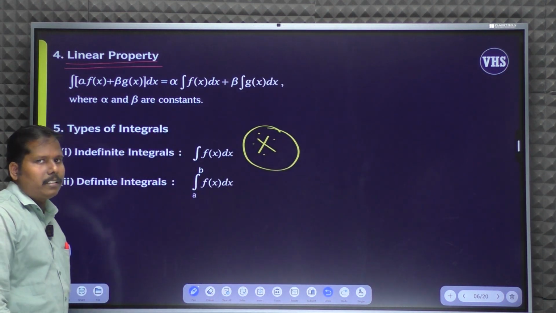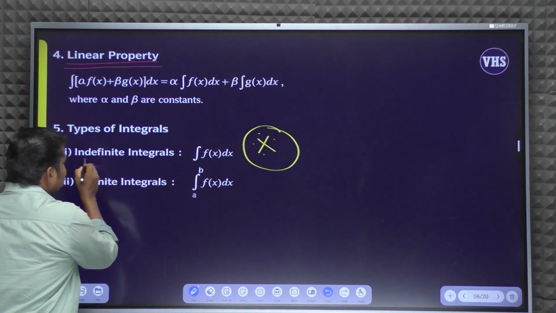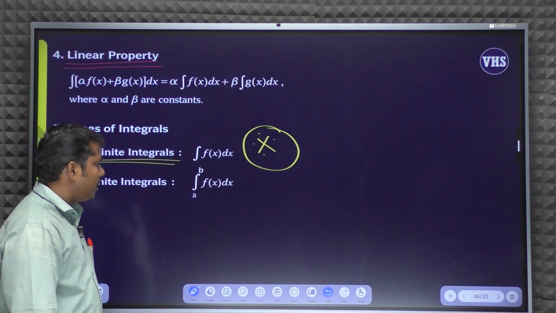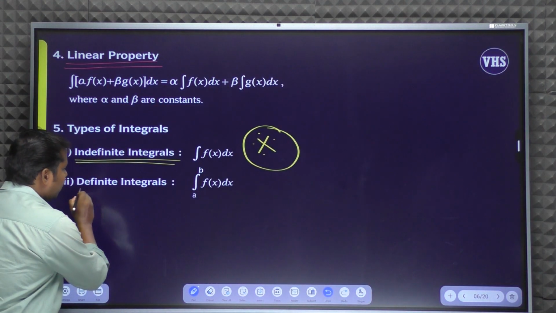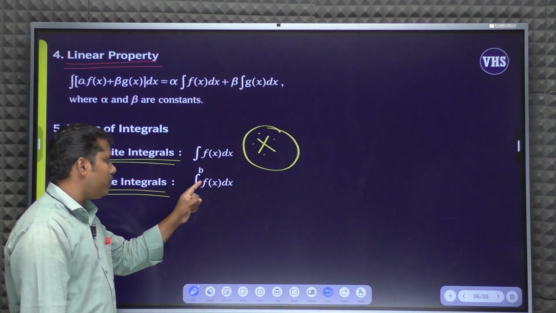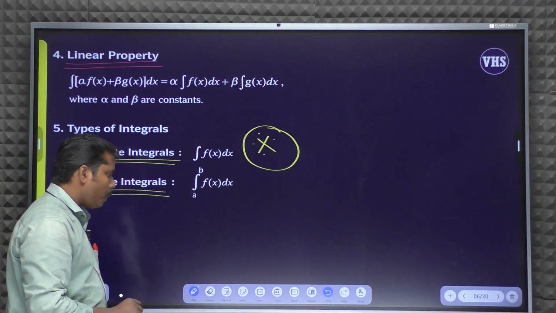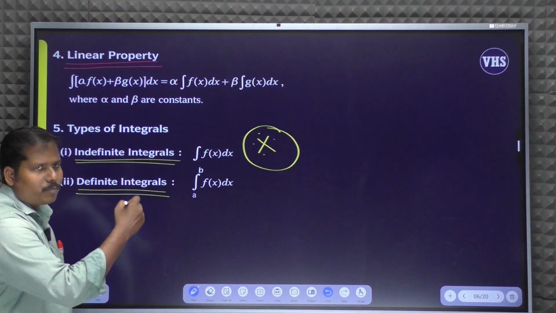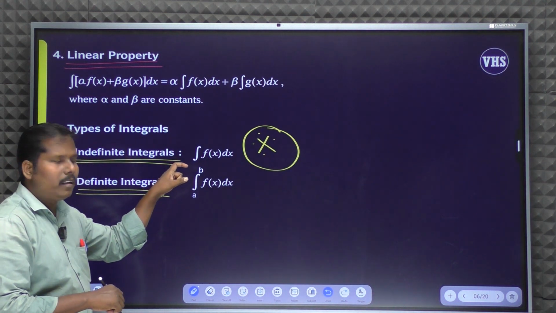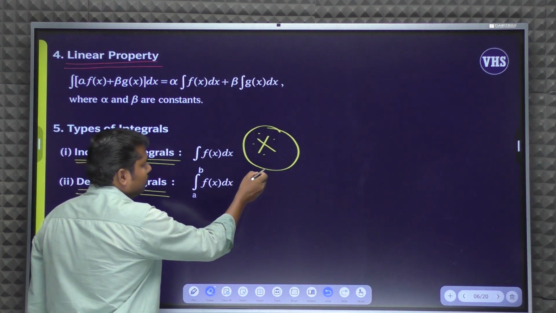There are two major classifications of integration. The first type is the indefinite integral, which is represented by integral f of x dx. Whereas the definite integral is represented by integral a to b f of x dx, where a is the lower limit and b is the upper limit. Let's go for a small discussion on why the first integral is called the indefinite integral and the second is called the definite integral. Just a small rough work here.